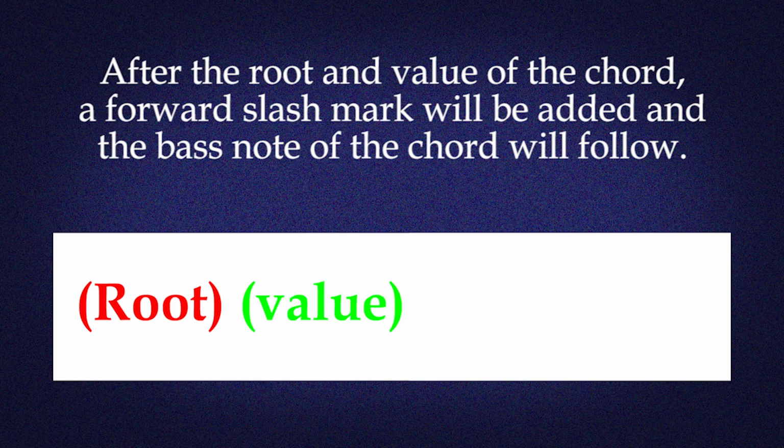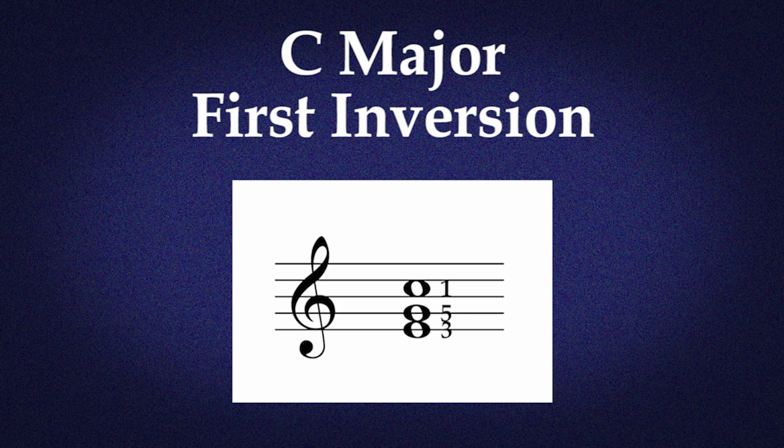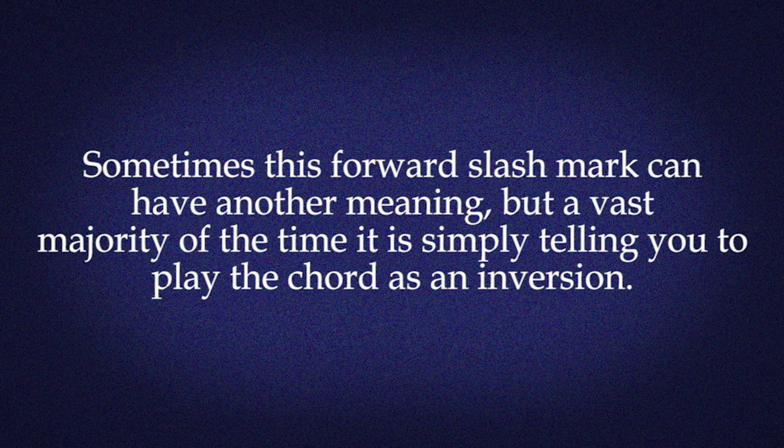After the root and quality of the chord, a slash mark will be added and the bass note of the chord will be written. So, for our first inversion C major chord, spelled E, G, C, the chord symbol would be C/E. This is pronounced C over E. Since E is the bass note or lowest voice, the rest of the chord is above it pitch-wise. So the C chord is over the E bass note. Sometimes this slash mark can have another meaning, but a vast majority of the time it is simply telling you that you are to play the chord as an inversion. This is, as I said, the most common way that inversions are notated in modern music.